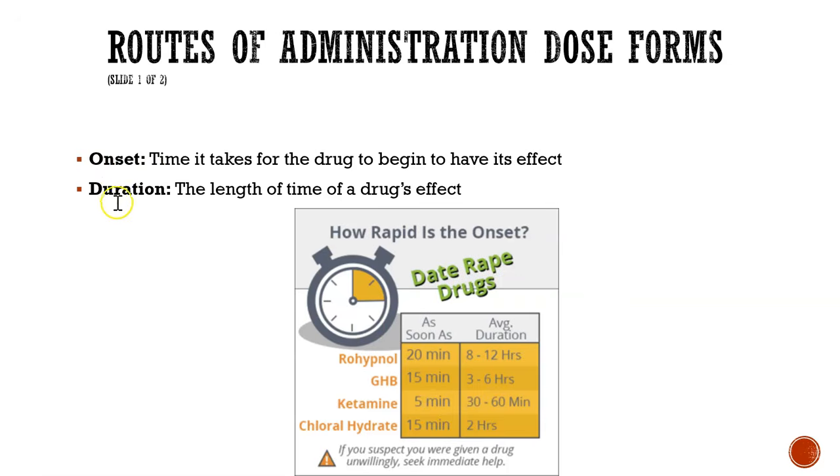And then duration is, well, how long do they have? How long do they have to take advantage of you? They have 30 to 60 minutes to take advantage of you. Now, God forbid this ever happens, but this is a good way to remember onset and duration. Onset is how long it takes for it to kick in. Duration is the length of time of a drug's effect, how long the drug will work.